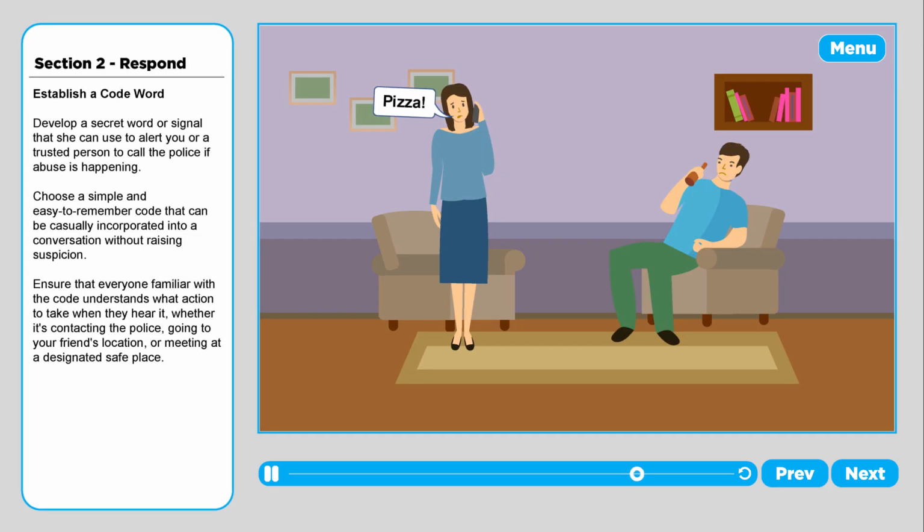Establish a code word. Develop a secret word or signal that she can use to alert you or a trusted person to call the police if abuse is happening. Choose a simple and easy-to-remember code that can be casually incorporated into a conversation without raising suspicion. Ensure that everyone familiar with the code understands what action to take when they hear it, whether it's contacting the police, going to your friend's location, or meeting at a designated safe place.